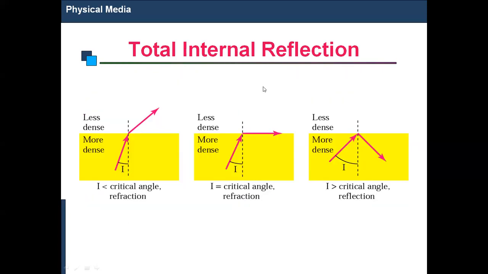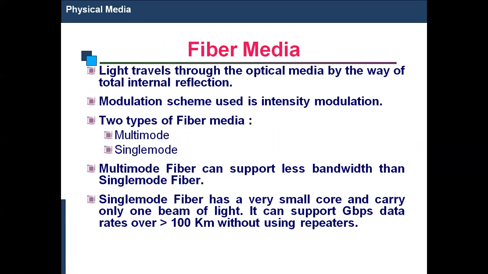Incident and reflection. This is the concept of total internal reflection. That is, at the time of total internal reflection, the incident angle must be greater than the critical angle. Then automatically the principle of total internal reflection occurs. Next, we go to the fiber media. Here, the principle is total internal reflection.